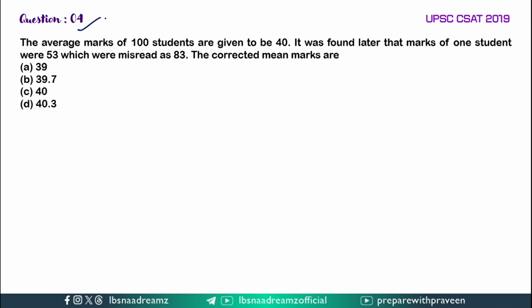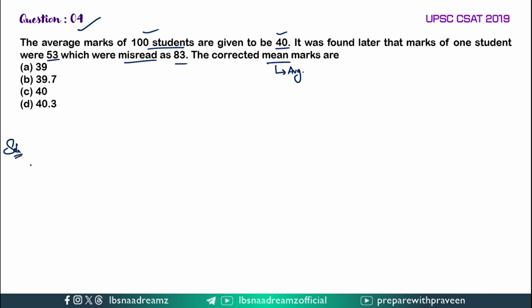Question 4. The average marks of 100 students are given to be 40. It was found later that marks of one student were 53, which were misread as 83. The correct mean marks are, so mean is nothing but average, right? So totally there are 100 students and their average mark is 40. So instead of 53, they misread the mark as 83. Now we have to find the actual average mark.